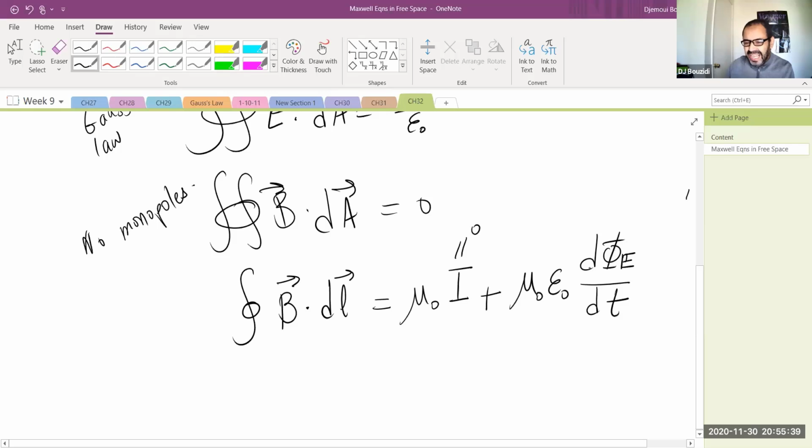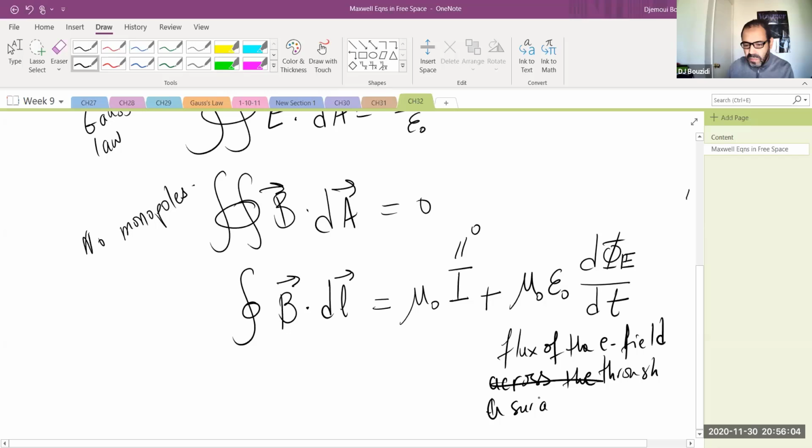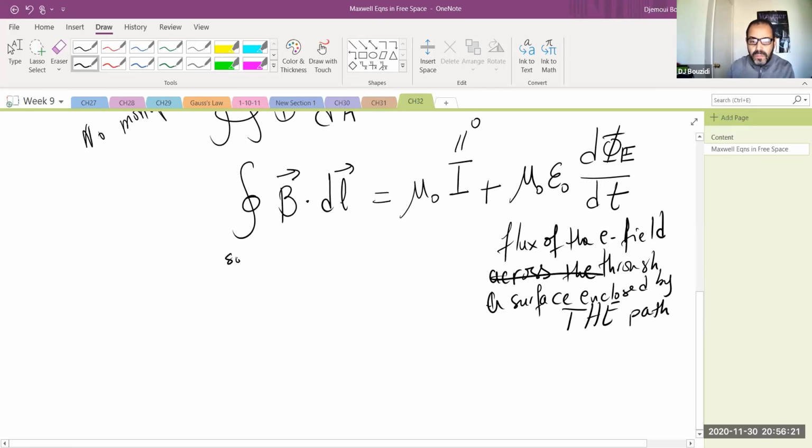Okay, where this phi E is the flux of the electric field through the surface, or a surface enclosed by the path, and I have to put it in capital in here because this integral is over a path, some path in here. So this circulation is along some path, okay?